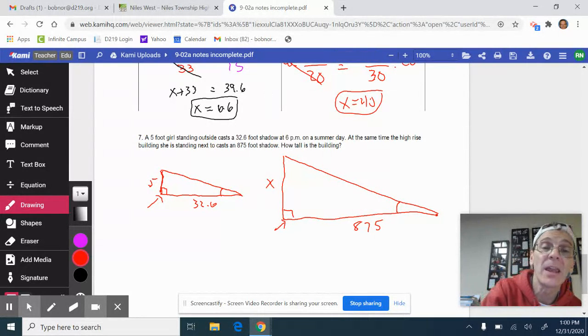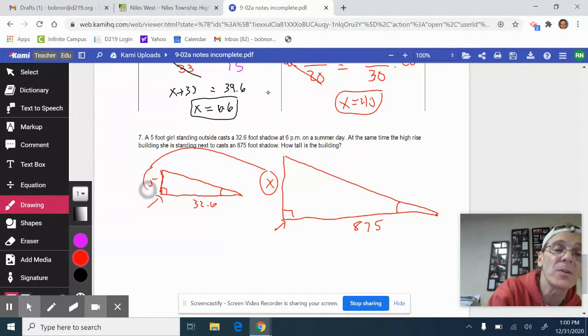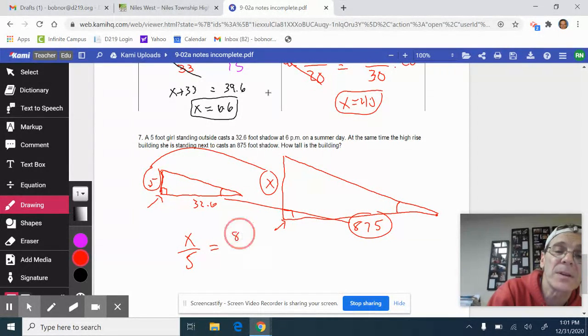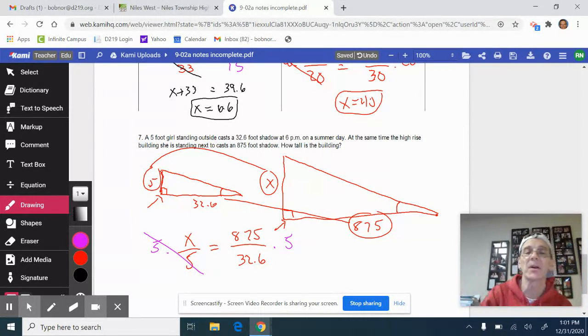And then we know the triangles are similar to each other, and now we can set up this ratio. The X corresponds to the 5, and the 875 corresponds to the 32.6, so 875 over 32.6. Very easy algebraically to solve. Just multiply both sides by 5, pick up the calculator, plug that in, and whatever the answer comes out to be, it comes out to be. The notes will have a completed answer. Okay? Get after the homework.